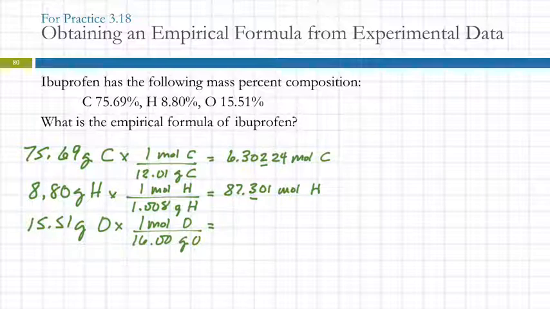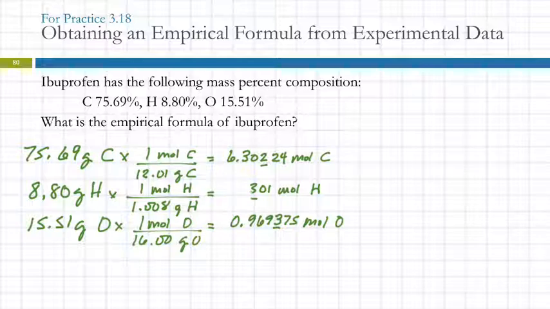You see what I did there? You see where I screwed up? Anybody? Is 8.8 divided by 1.008 87? No. I'm looking at my calculator. I lost the decimal point. So I'm going to fix that. It's supposed to be 8.7, not 87.